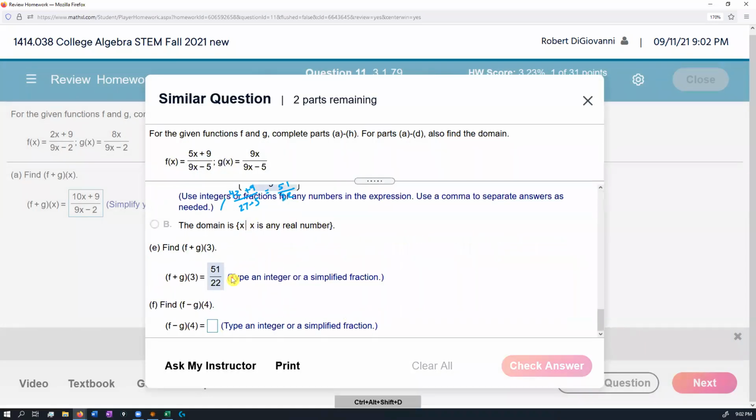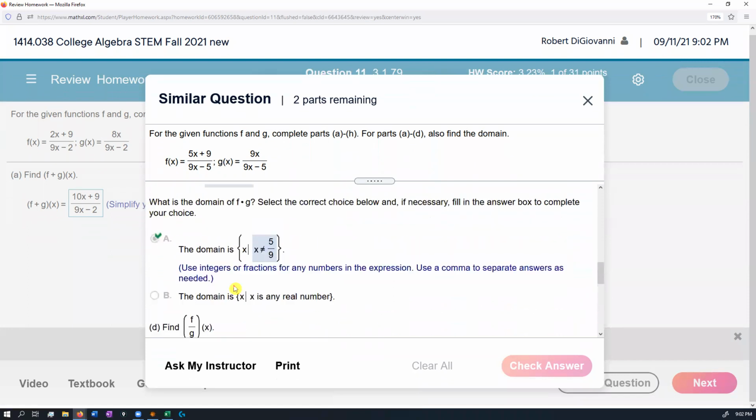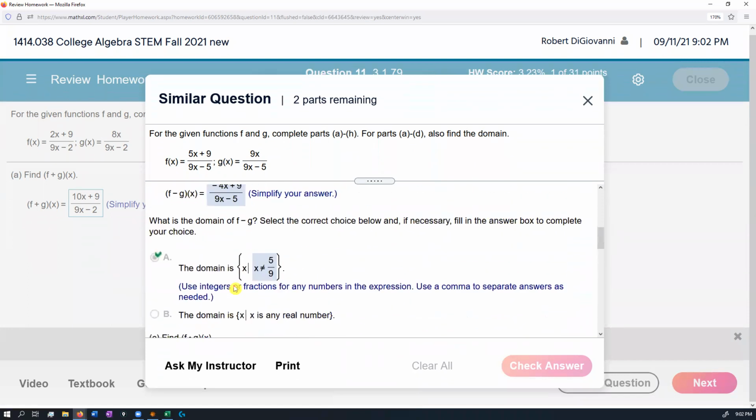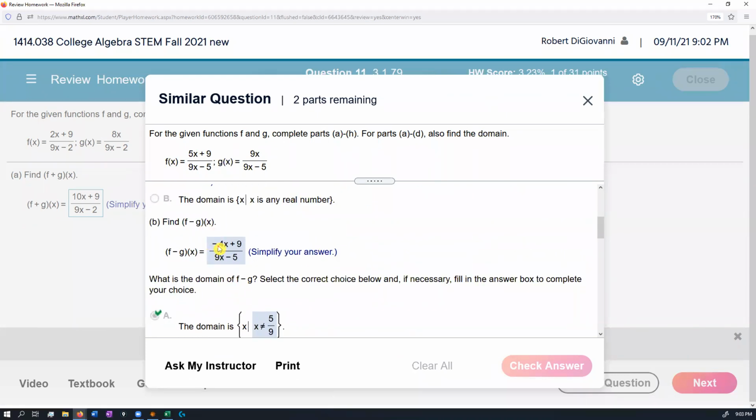Okay, what's f minus g of 4? So what was f minus g? Here was f minus g. We want to plug 4 in here. So plug 4 in there, we get negative 16 plus 9, and then over, plug 4 into the bottom, we get 36 minus 5. So on the top, we get negative 7, and on the bottom, 31, negative 7 over 31.